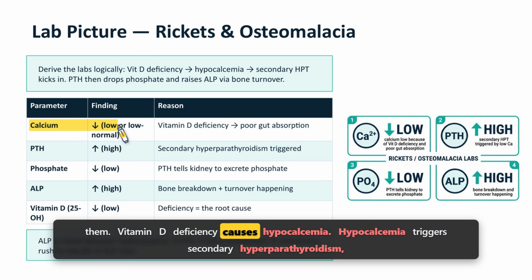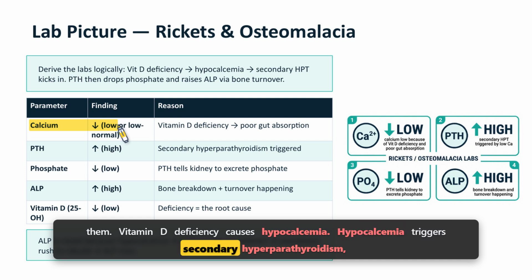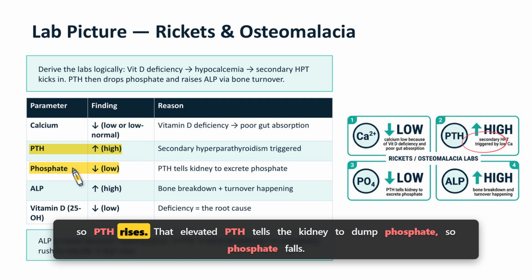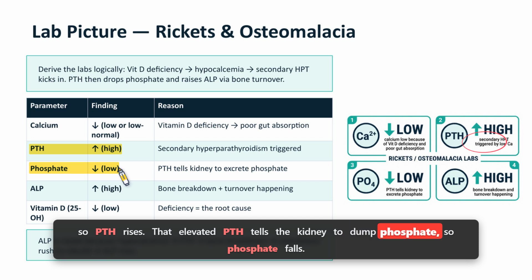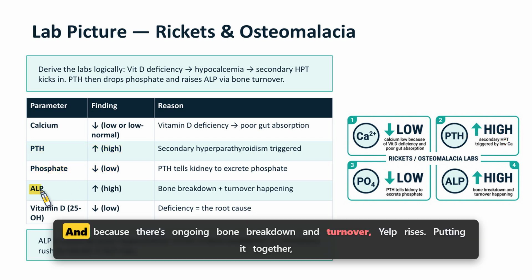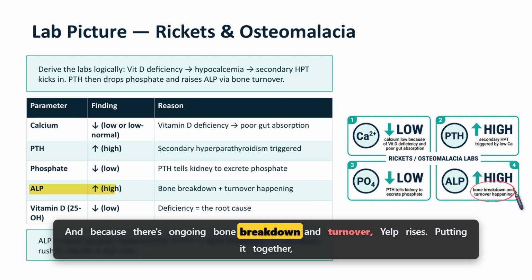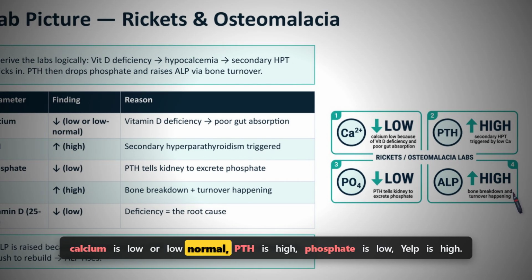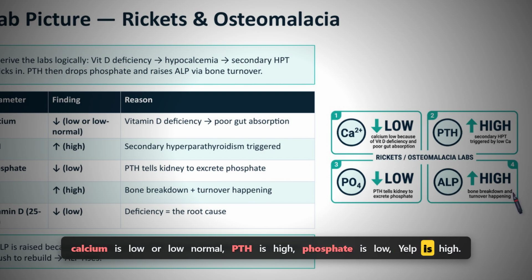Vitamin D deficiency causes hypocalcemia. Hypocalcemia triggers secondary hyperparathyroidism, so PTH rises. That elevated PTH tells the kidney to dump phosphate, so phosphate falls. And because there's ongoing bone breakdown and turnover, ALP rises. Putting it together, calcium is low or low normal, PTH is high, phosphate is low, ALP is high.